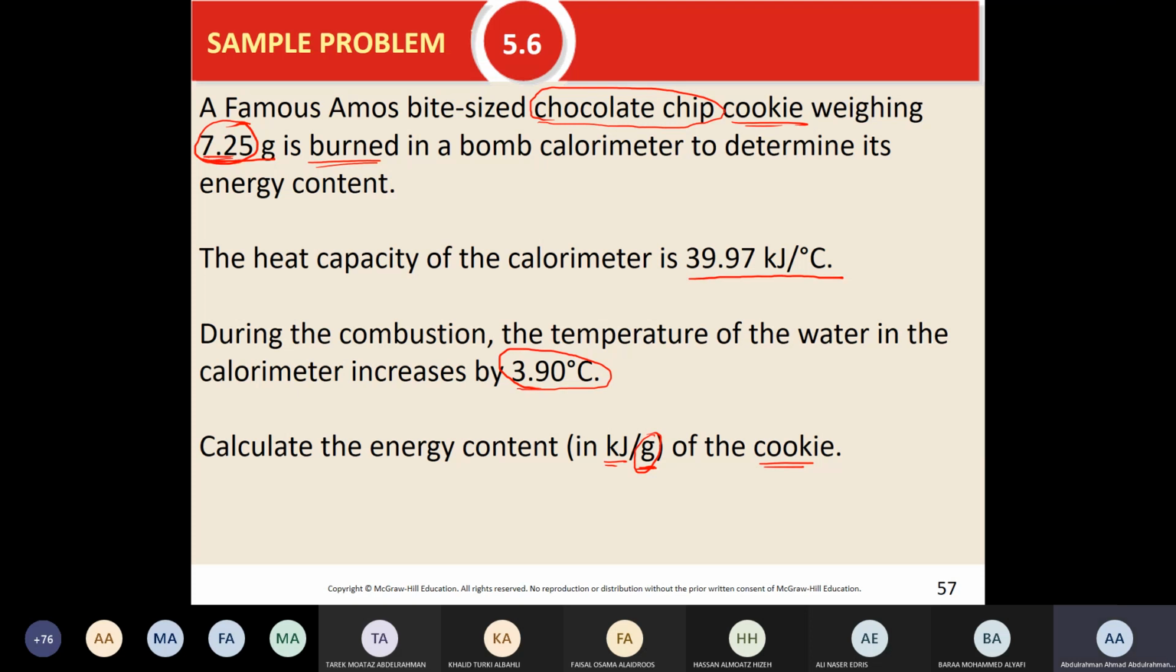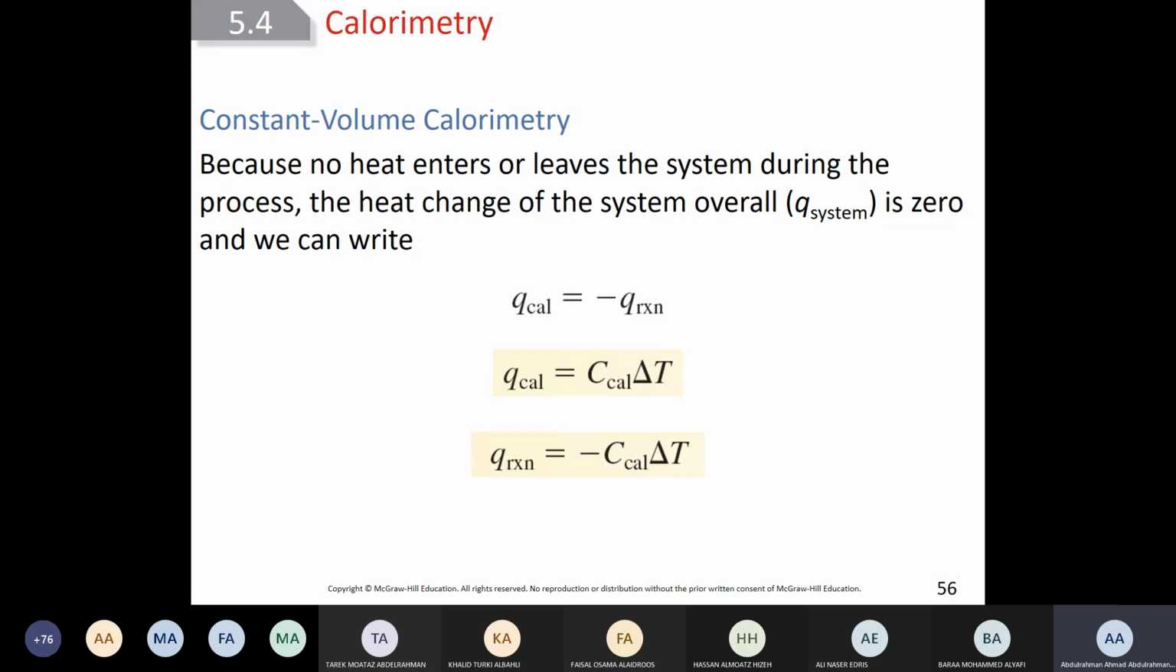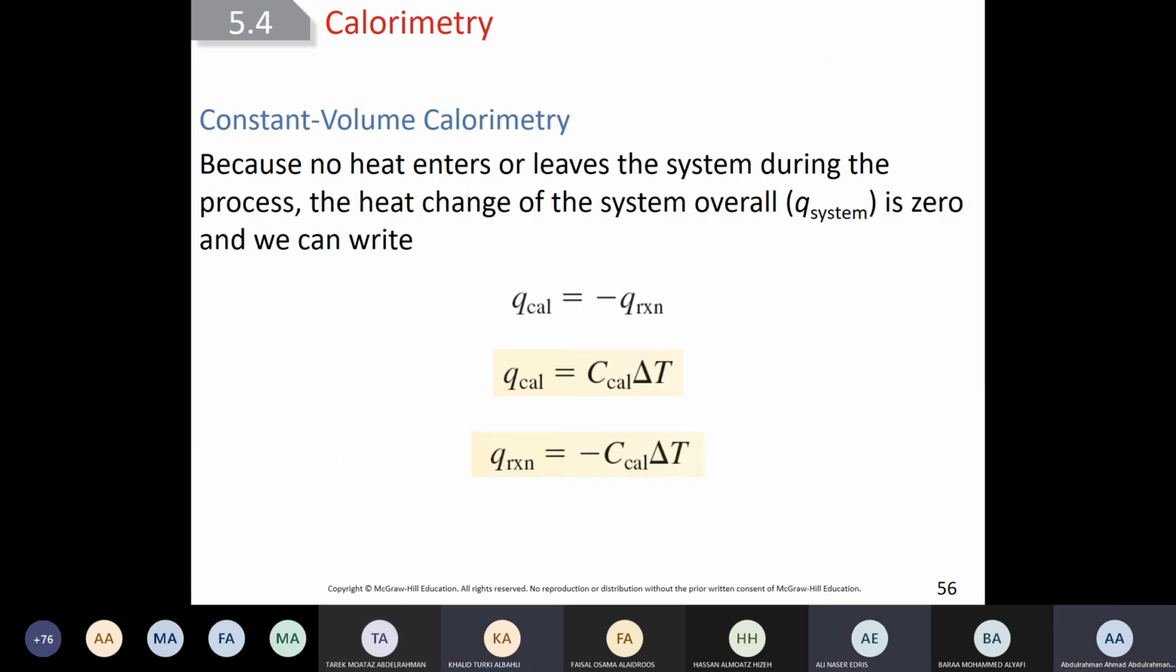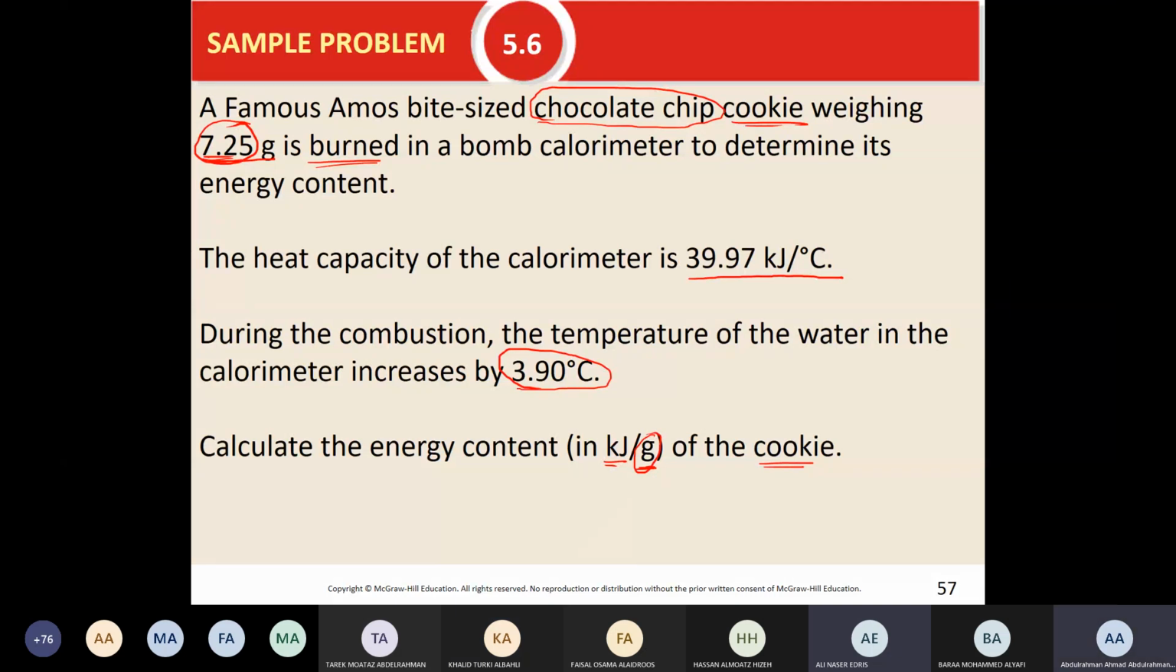Okay, now which one are we going to use? This equation or this equation? First. Why first? Because we didn't have the mass. Because he didn't give the mass of water. Exactly. He did not give the mass of the water. So in this case, what's Q of the surrounding equal to? It's including water.